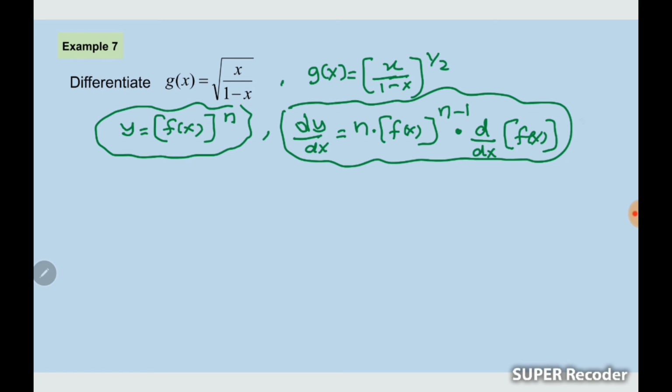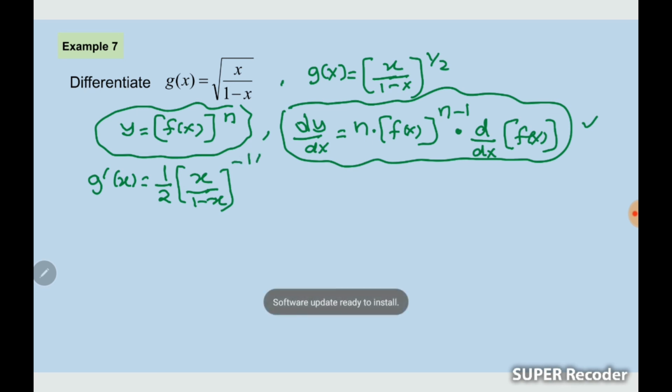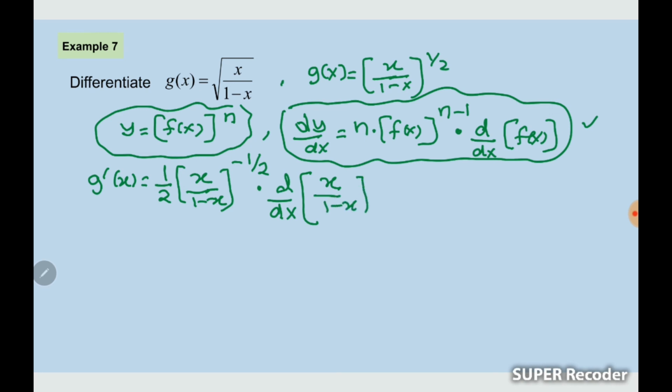So now I want to apply this rule. So what is g prime x? g prime x is equal to half, I bring half in front, multiply with (x over 1 minus x) to the power of half minus 1, which is negative 1 over 2, right? Then you have to multiply with d/dx. It's not dy/dx, d/dx means you want to differentiate. What is the expression you want to differentiate? You want to differentiate x over 1 minus x. Don't take the power of 1 over 2. Okay, only x over 1 minus x. We haven't differentiated yet, but we just write first.